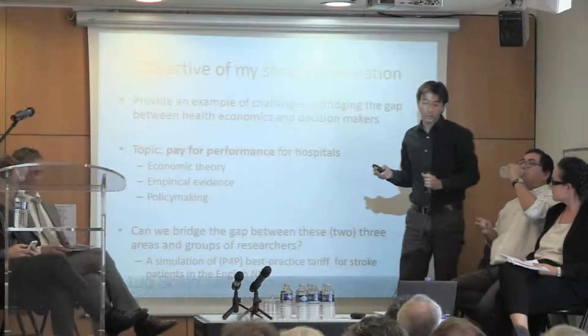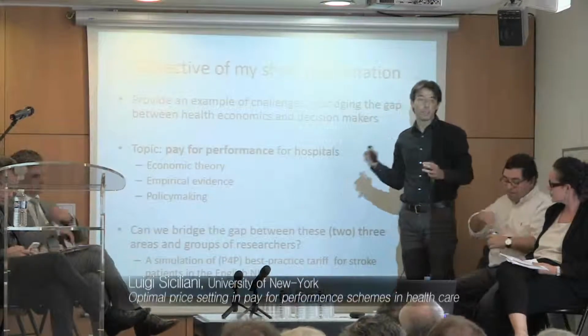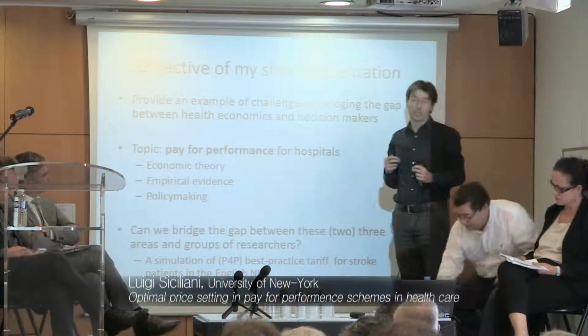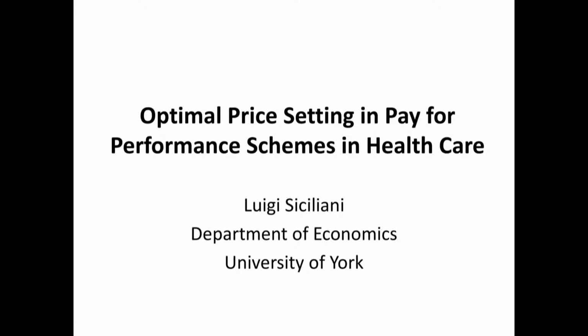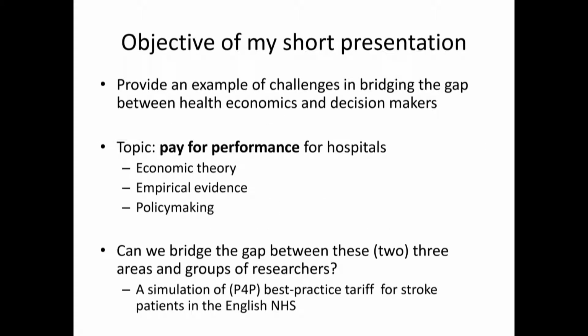So what I want to try to do is to give an example to bridge some of these gaps between economists and policy decision makers. In the specific case, it's going to be policymakers. So I'm going to take as an example pay for performance, which I think is an interesting topic. Also, everyone talks about it.